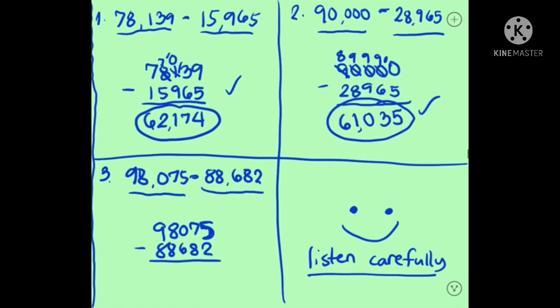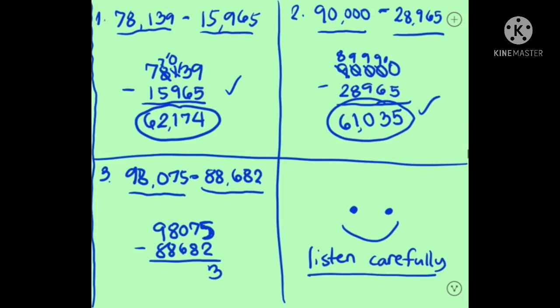Alright, now let's do this. 5 minus 2. Can or cannot? Can. So what is 5 minus 2? 3. Very good. 7 minus 8. Can or cannot? Cannot. So therefore, we will borrow from 0?